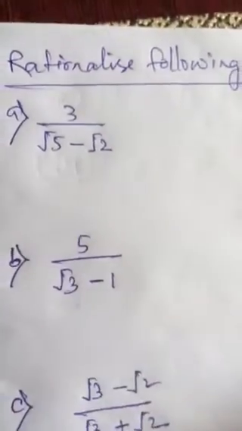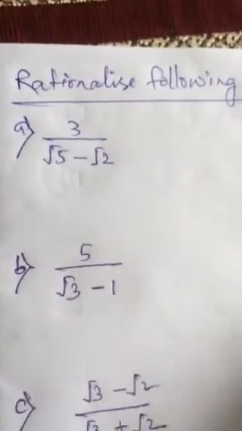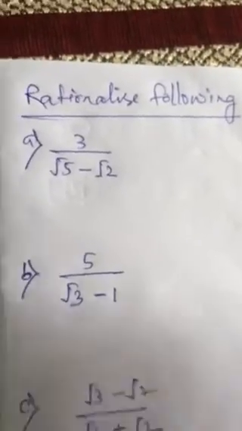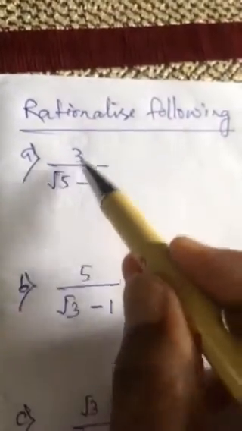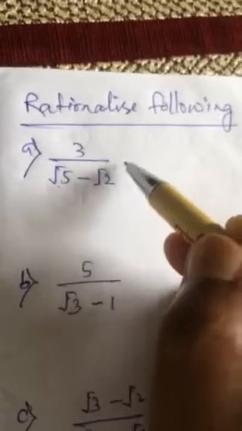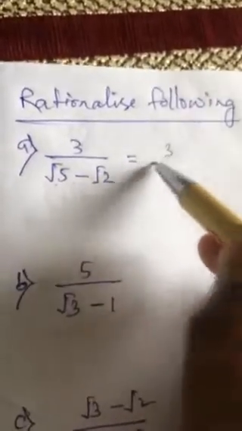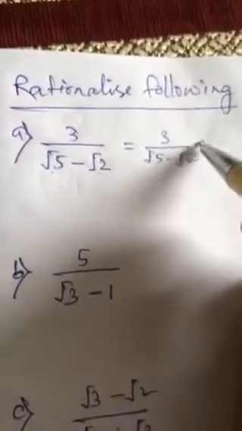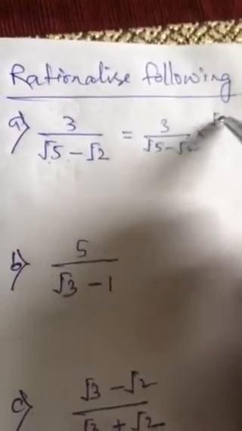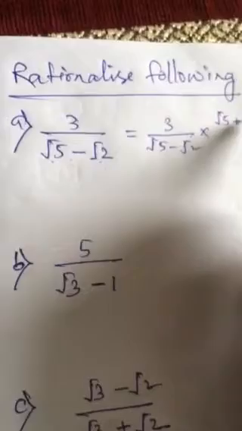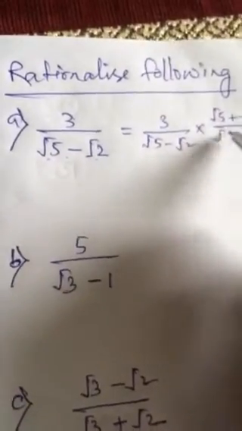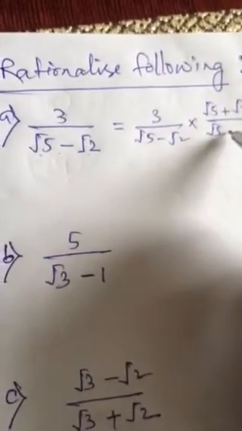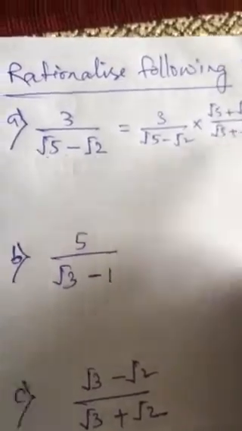Now I will just do some examples of rationalization. Okay, what will you do? 3 by root 5 minus root 2. What will you do? You simply multiply the numerator and denominator both by its rationalizing factor.